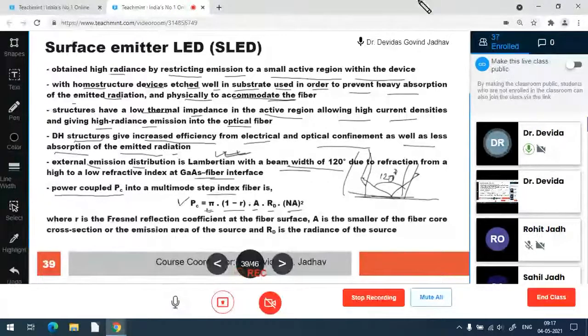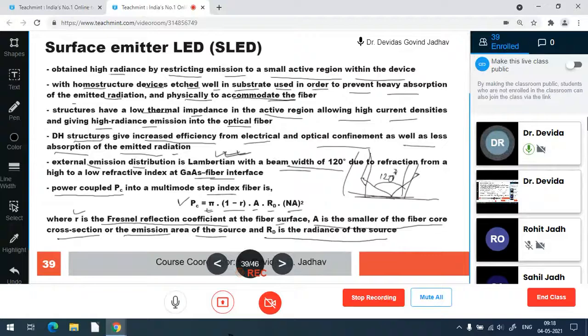Pi is, as we know, the constant 3.14. Small r is the Fresnel reflection coefficient, which I will explain at the fiber interface. A is the smaller of the fiber core cross section or the device emission area of the source. Rd is the radiance of the source.